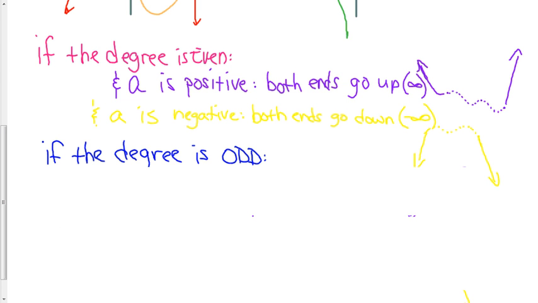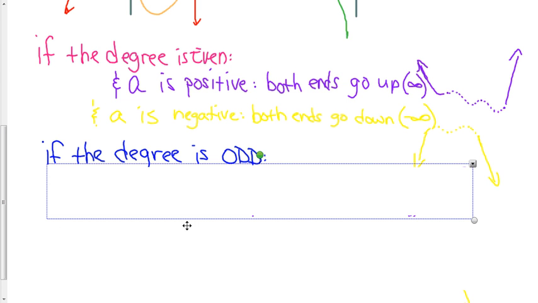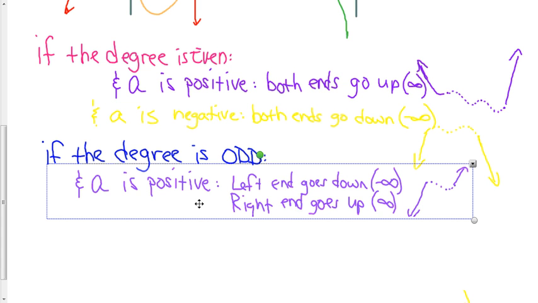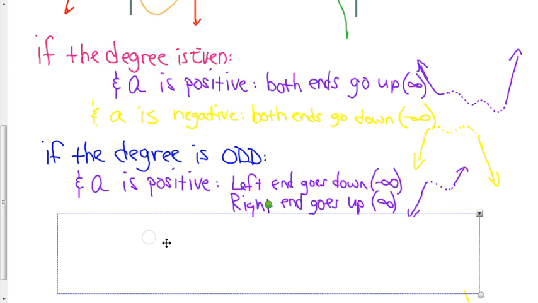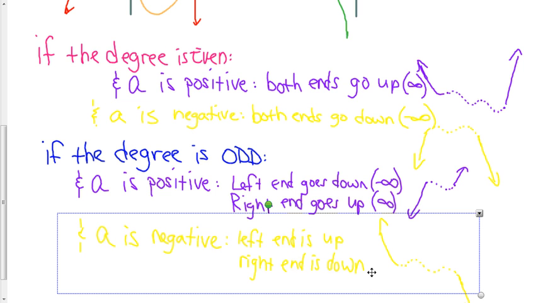Now, if the degree is odd, and the leading coefficient is positive, then we have the left end going to negative infinity and the right end going to infinity. And if the leading coefficient is negative, then the left end will go towards infinity and the right end will go to negative infinity. These statements here are important in helping you understand what the graph looks like and how to make your viewing window bigger or smaller depending on what type of polynomial function you have and what type of degree it is.